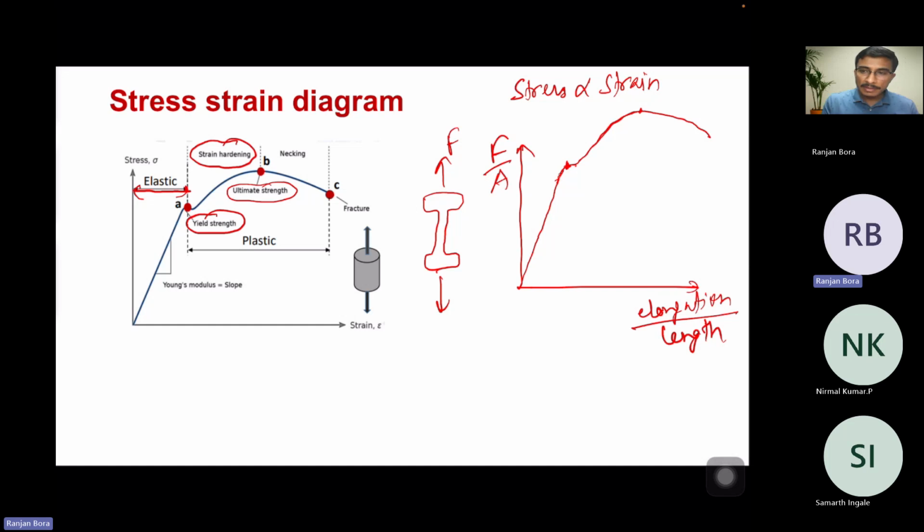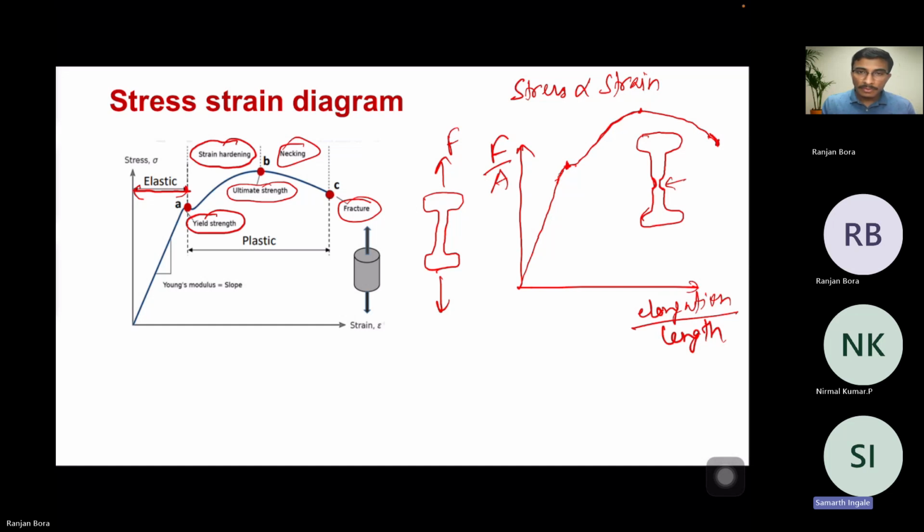After going to the ultimate strength point, the necking starts. In the necking, the shape of the material becomes like this, meaning a necking-like appearance occurs at the center of the specimen. So this region is necking, and finally a point comes when the material gets fractured. This is the fracture strength.